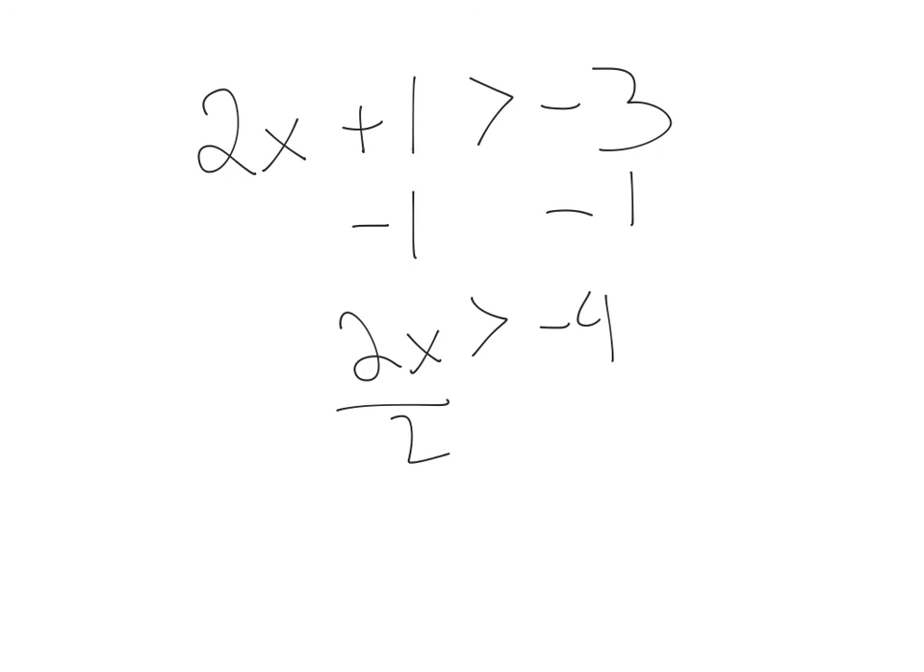I would divide by 2. X is greater than -2. So that works out just like x was equal to, like 2x plus 1 was equal to -3, but in this case 2x plus 1 is greater than -3. So we solve that and we see x is greater than -2.